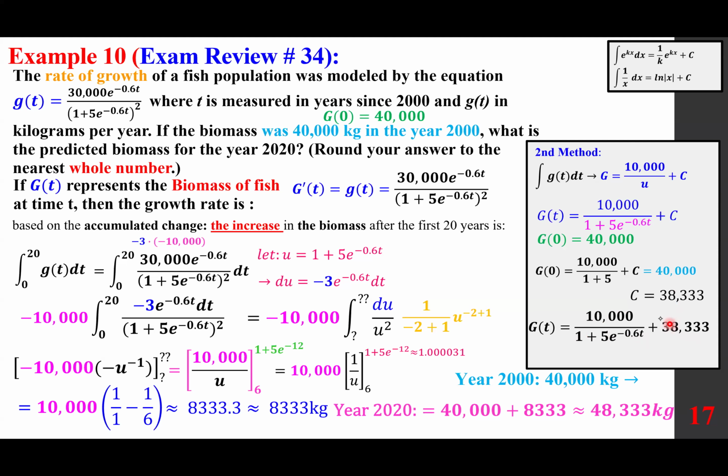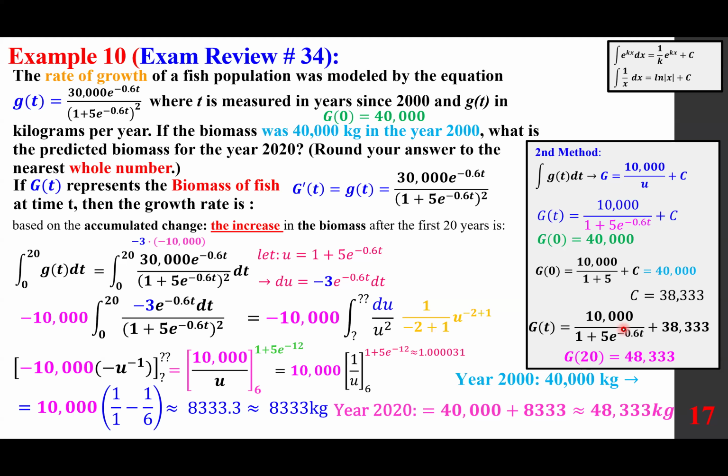So what do we want? In the year 2020, we want G of 20. And that's exactly the same thing. The advantage, if I want the year 2025, G of 25, 2030, G of 30. That's what makes it nice and easy. So some people prefer it in this manner. Okay, everyone?